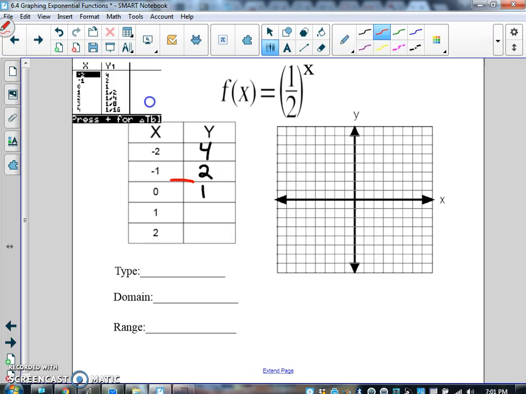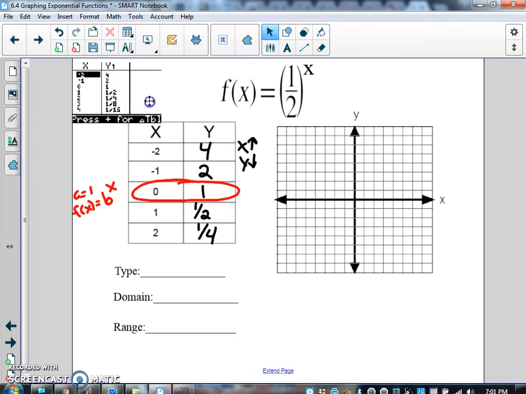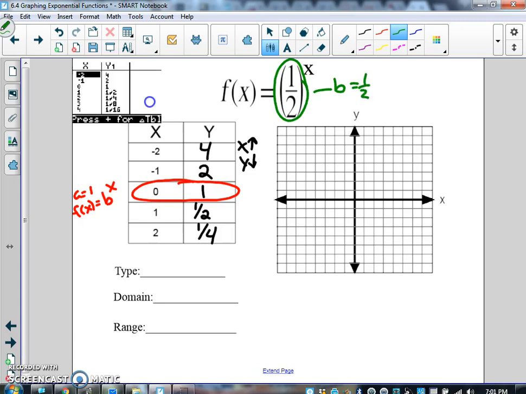We've talked about that. This is a parent function of an exponent. Again, a is equal to 1. So we have a function of the form f of x is equal to b to the power of x. When my input is 1, my output is 1/2. And when my input is 2, my output is 1/4. We see that as x is increasing, y is decreasing. We see that my base is 1/2, and that value is greater than 0 and less than 1. So I also must be decay.